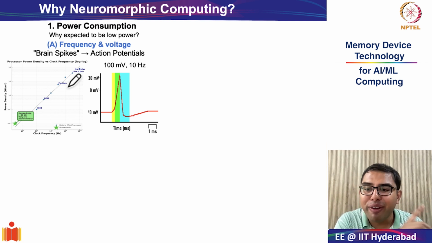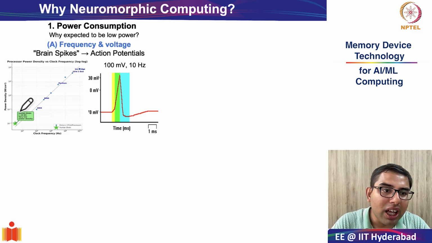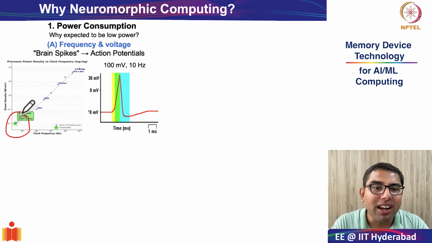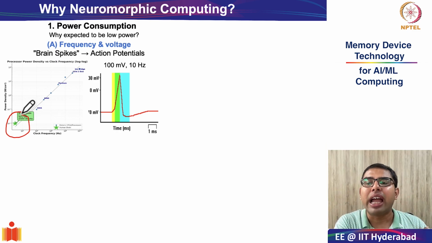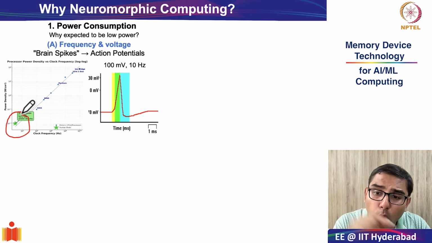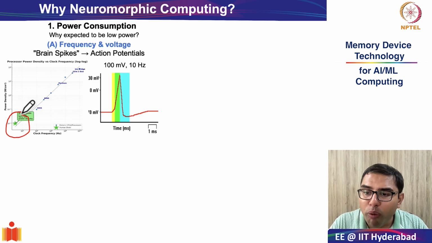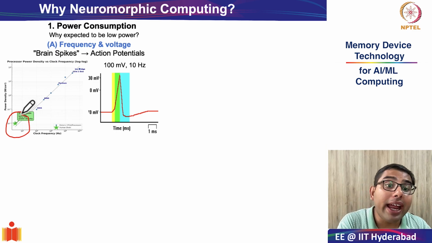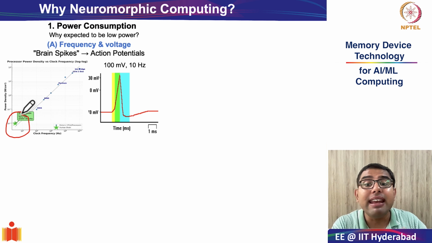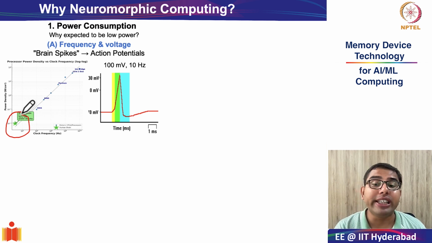This is very different from the regime where the brain is working. The brain typically works only in tenths of a volt or at max 100 millivolts, and at a very low frequency of roughly 10 hertz. This very low frequency and low voltage is what makes the individual elements of brain inspired computing inherently much more energy efficient.